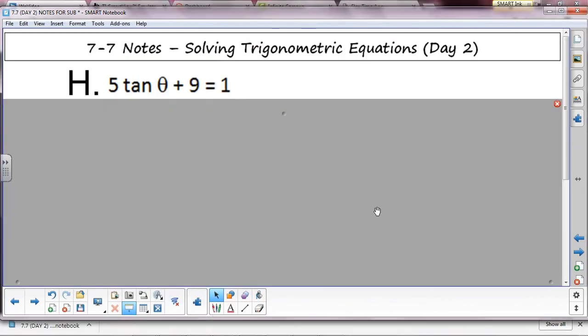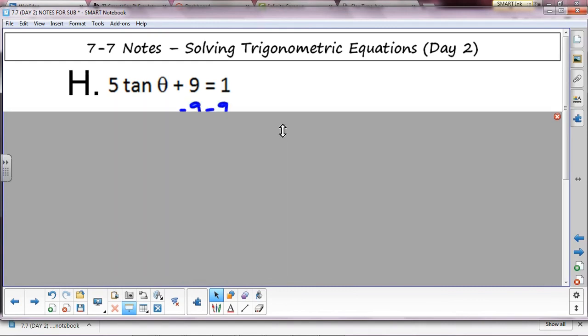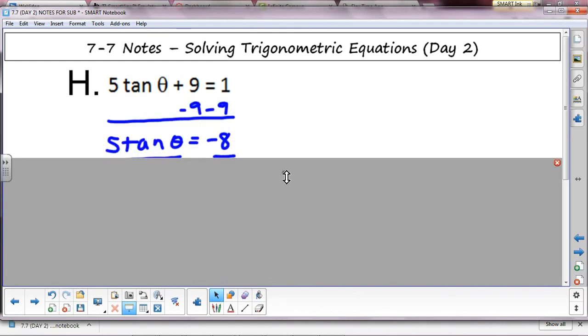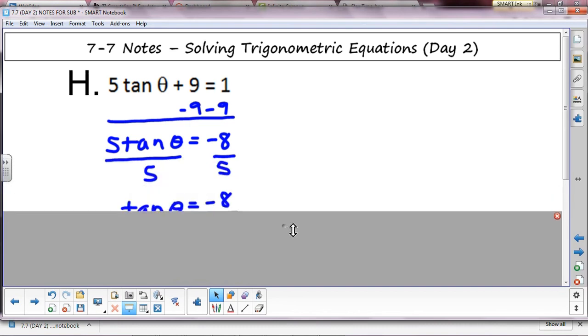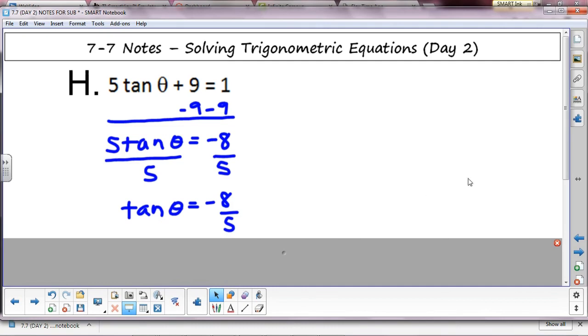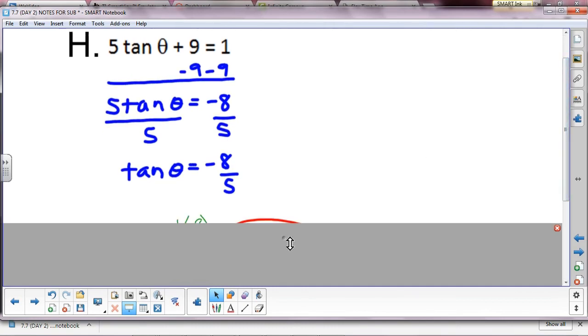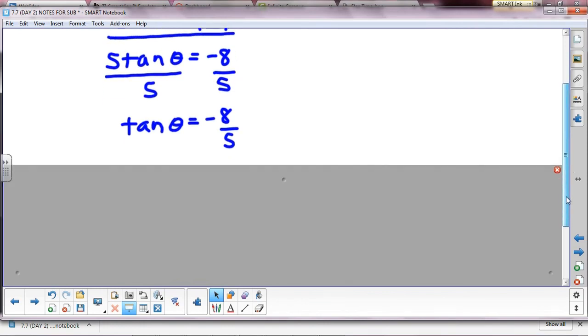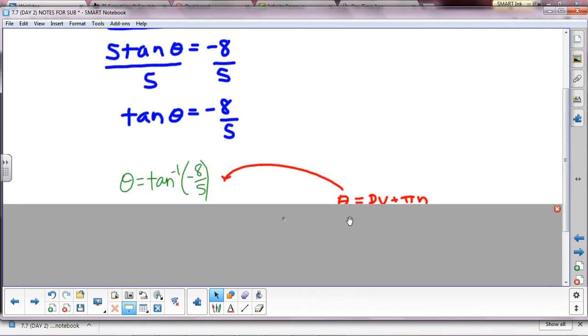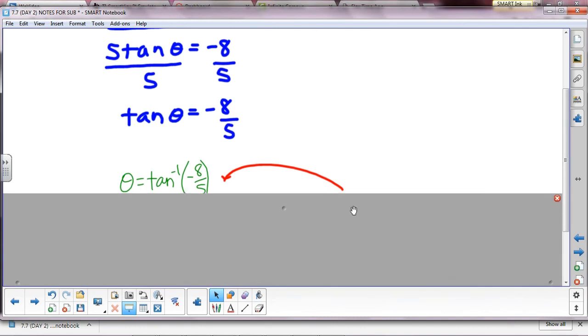Let's do one more example, and this one is 5 tangent of theta plus 9 equals 1. So first thing you want to do is get tangent of theta by itself. So subtract 9, then you have 5 tangent of theta equals negative 8, and then you're going to divide by 5. So you're going to end up with tangent of theta is negative 8/5. Again, not on the unit circle. So to get theta by itself, you're going to say theta equals the inverse tangent of negative 8/5. And that's what we're going to put in our calculator.